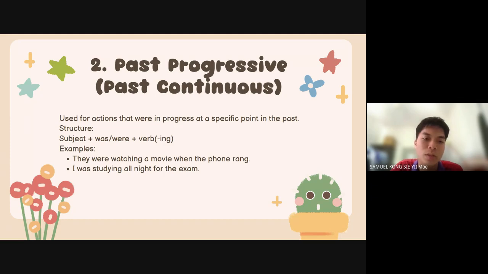The second one is past progressive. It's past continuous. It's used for actions that were in progress at a specific point in the past. For structure, it must be subject plus was or were plus verb with ing. For example, they were watching a movie when the phone rang. And I was studying all night for the exam.